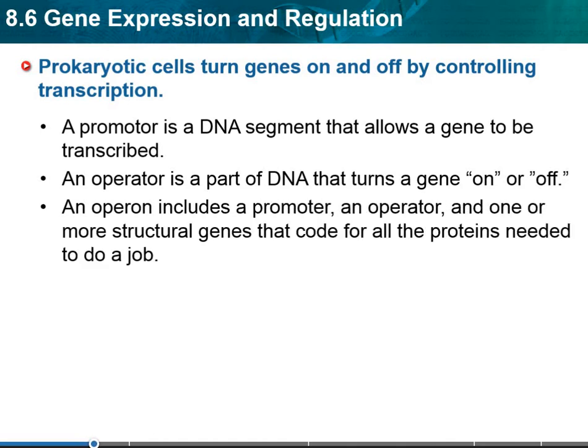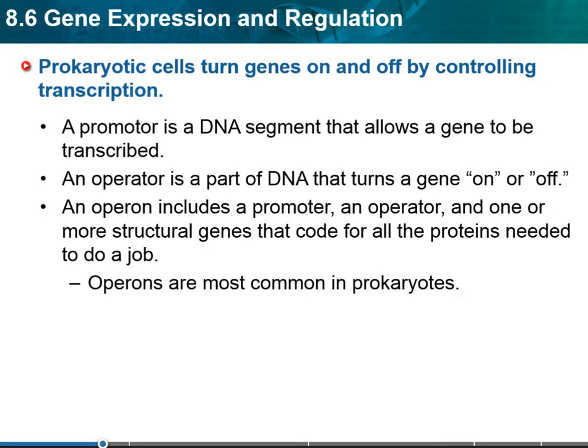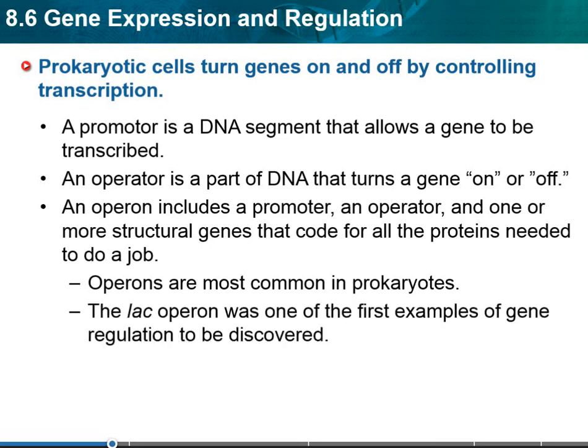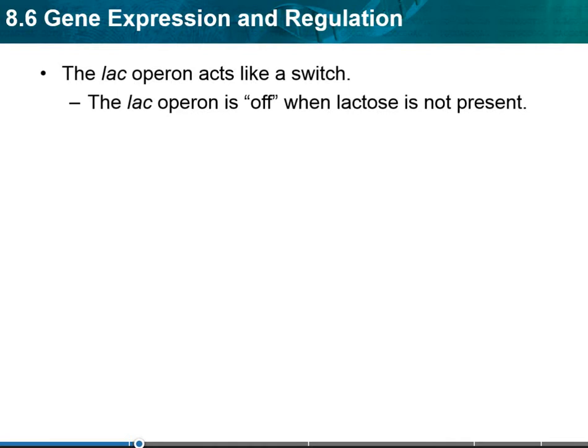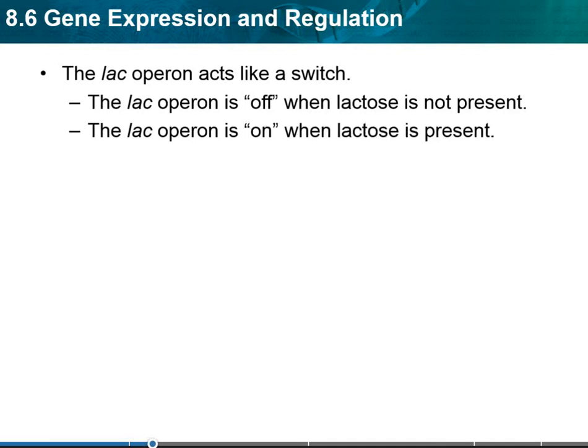Operons are most common in prokaryotes. The lac operon was the first example of gene regulation to be discovered, so that's what we talk about here. The lac operon has 3 genes that code for the enzyme to break down lactose. They were looking at how bacteria broke down lactose. The lac operon acts like a switch. It is off when lactose is not present. When lactose is present, the lac operon is on.